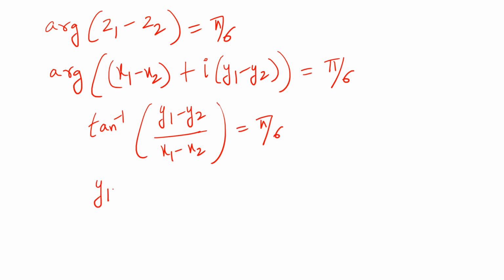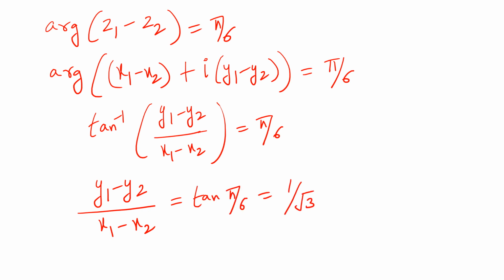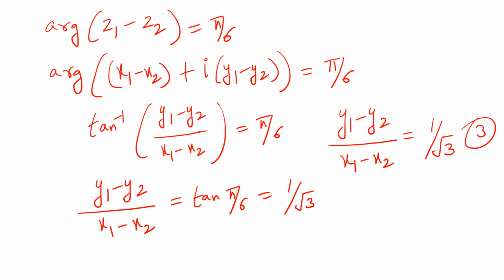So this means (y1 minus y2) upon (x1 minus x2) equal to tan of pi by 6. And this is equal to 1 upon root 3. So from here, we have got the value of (y1 minus y2) upon (x1 minus x2), and this is 1 upon root 3. Now this is equation number 3. Now students, we move further.